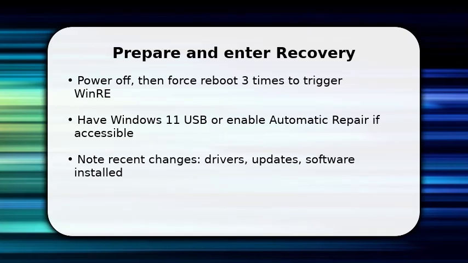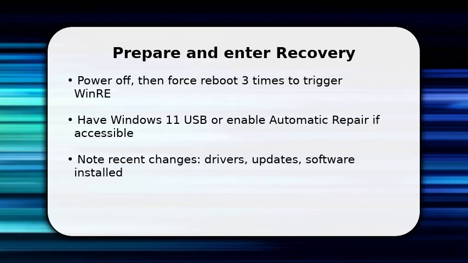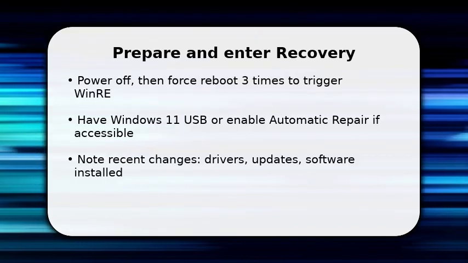You're starting at recovery because that's where you regain control. First, power off and force 3 interrupted boots to open Windows recovery environment. Once done, choose Troubleshoot and Advanced Options. This is how you access Startup Repair, Safe Mode, and Command tools. If you have a Windows 11 USB, boot from it and pick Repair Your Computer to reach the same menu.